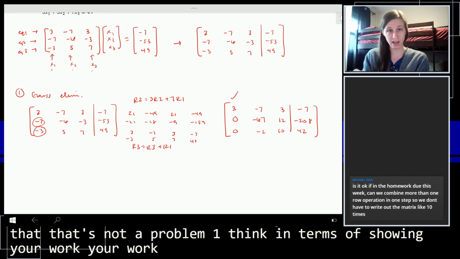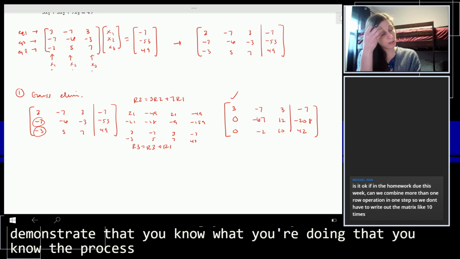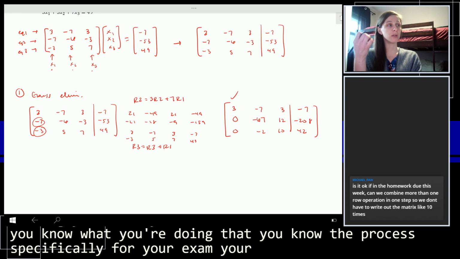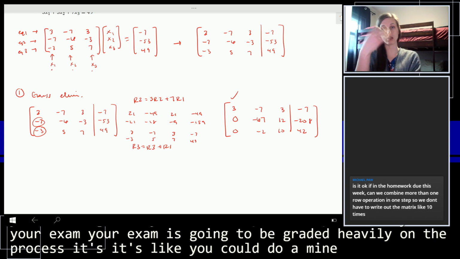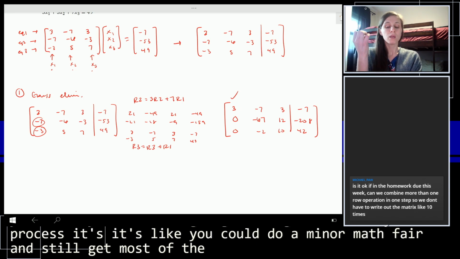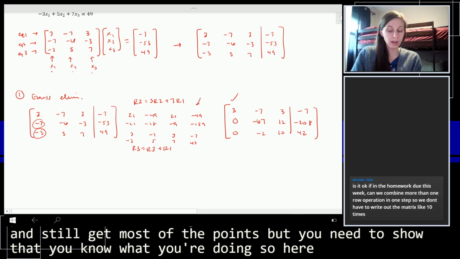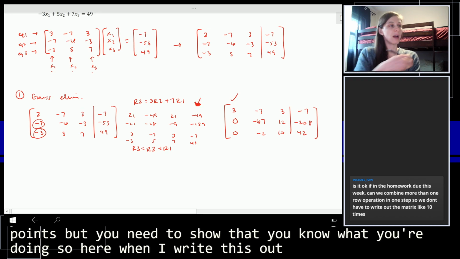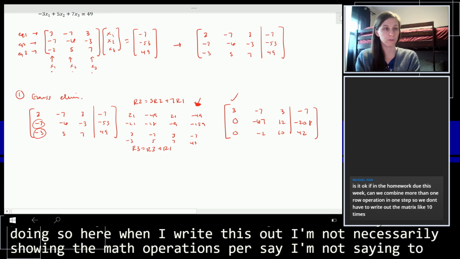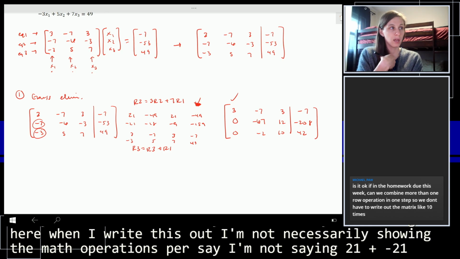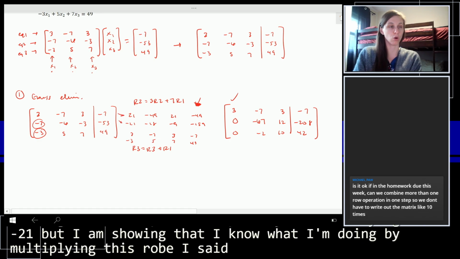One thing to mention in terms of showing your work: it needs to demonstrate that you know what you're doing, that you know the process. Your exam is going to be graded heavily on the process. You could make a minor math error and still get most of the points. But you need to show that you know what you're doing. So here, when I write this out, I'm not necessarily showing the math operations per se. I'm not saying 21 plus negative 21, but I am showing that I know what I'm doing by multiplying this row by 7 and this row by 2.